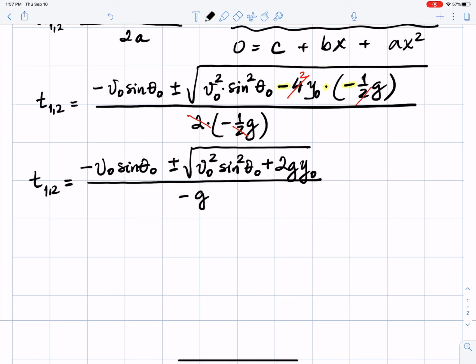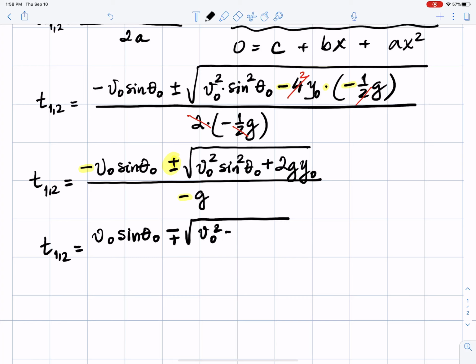Now I want you to pay attention to something, because you may get confused about these signs, but I will explain. If you factor out a negative on top and bottom, the pluses and minuses will just become a minus and a plus. That's all there is to it. And why would I do that? Just to get rid of the negative in the front. So by doing that, you get t12 equals v naught sine of theta naught, minus plus the square root of v naught squared sine squared of theta naught, plus 2g y naught, divided by g.